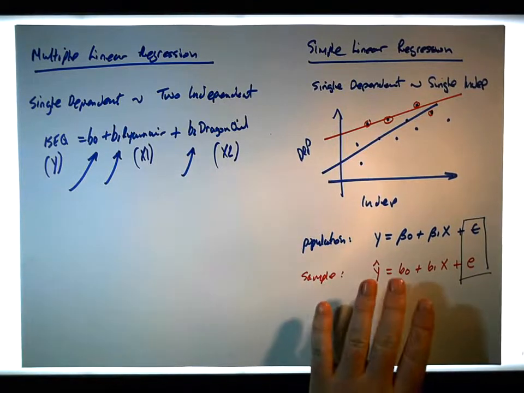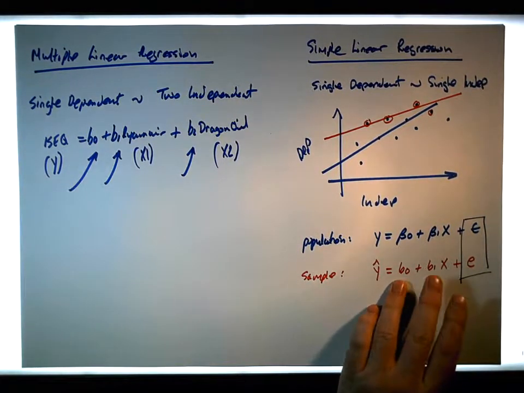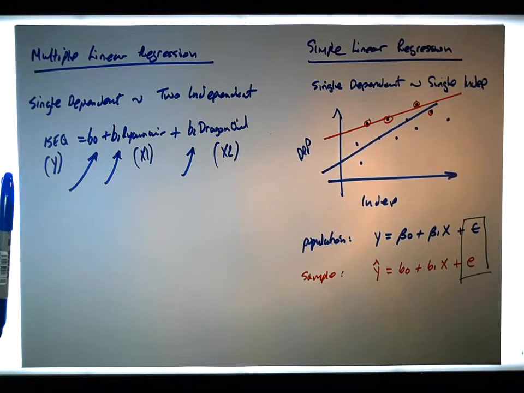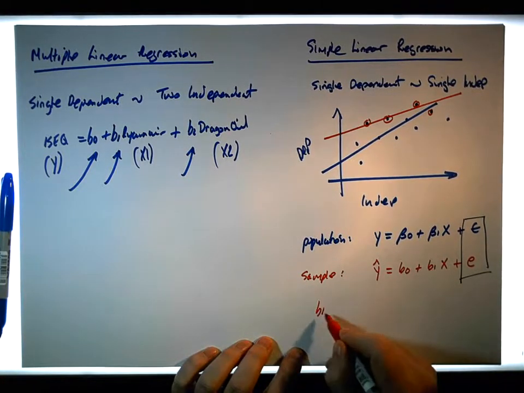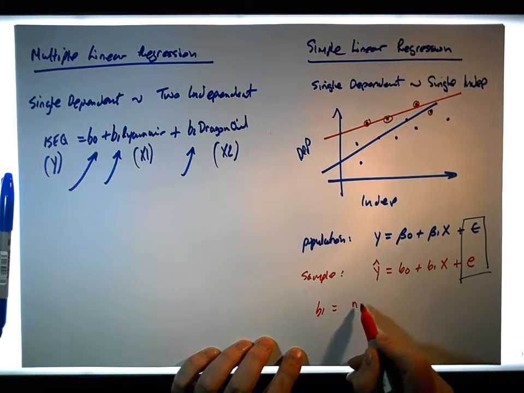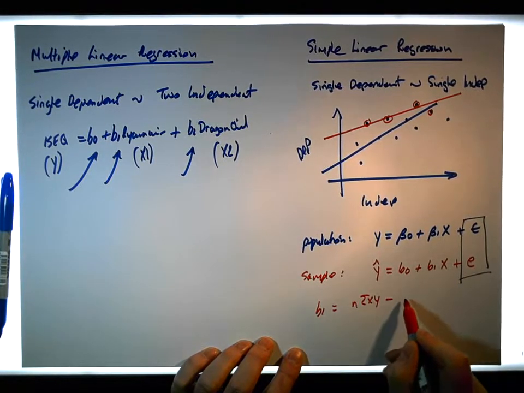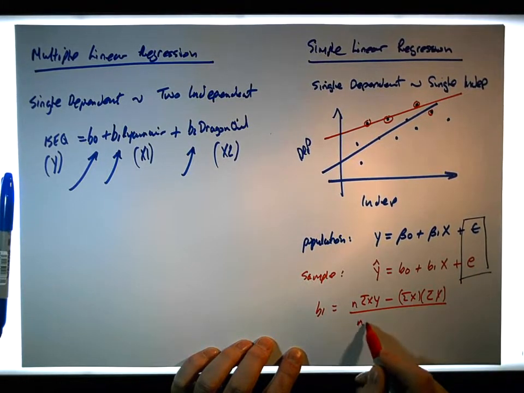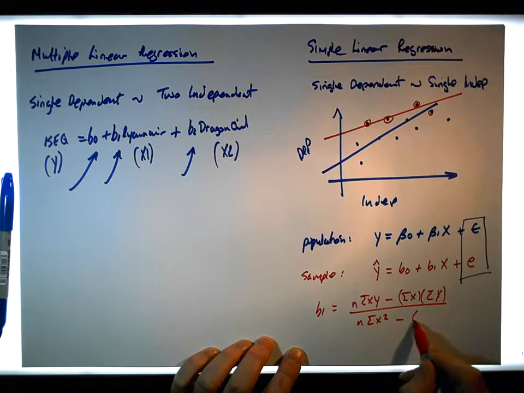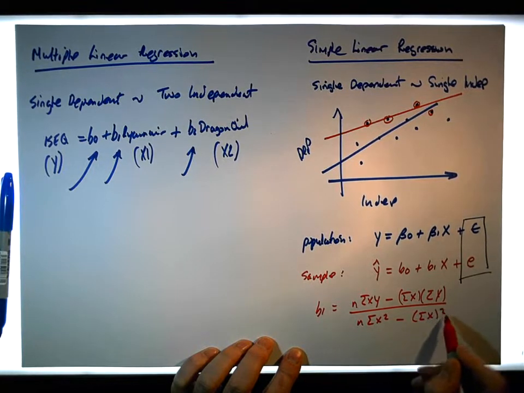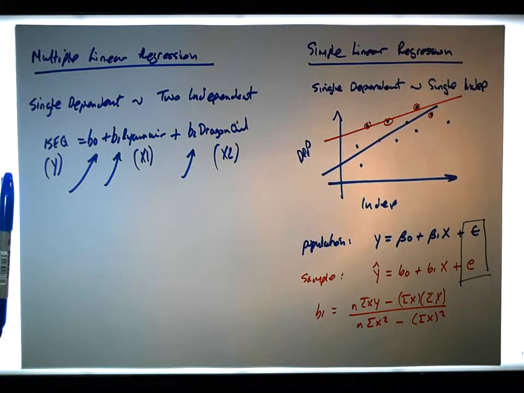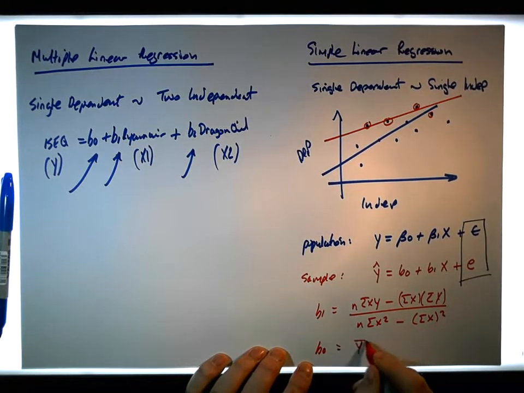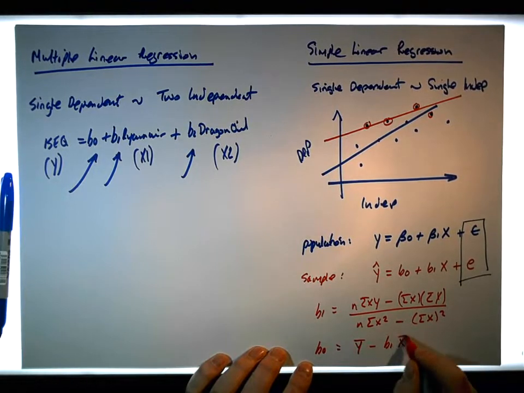Last week, as I said, we presented formulas for calculating B0 and B1. B1 last week was n times the sum of the xy's minus the sum of the x's times the sum of the y's, divided by n times the sum of the x squareds minus the sum of the x's all squared. That was our B1 coefficient, and B0 was equal to the average of the y's minus B1 times the average of the x's.